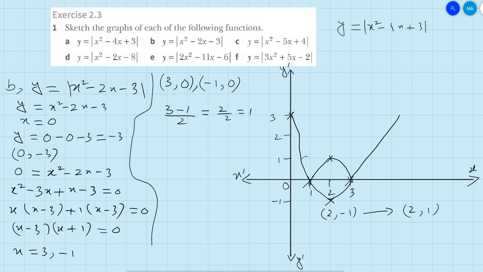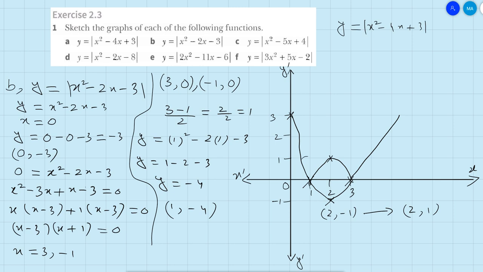So put this value of 1 in the given equation. Y is equals to x square, 1 square minus 2 into 1 minus 3. 1 square is 1 minus 2 minus 3, minus 3 minus 2 is minus 5, plus 1 is minus 4. So coordinate of maximum or minimum point is 1 minus 4. Now plot all these points.